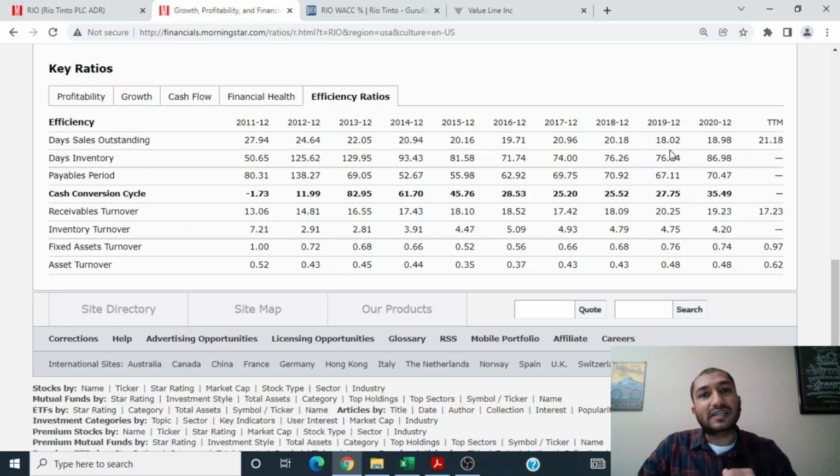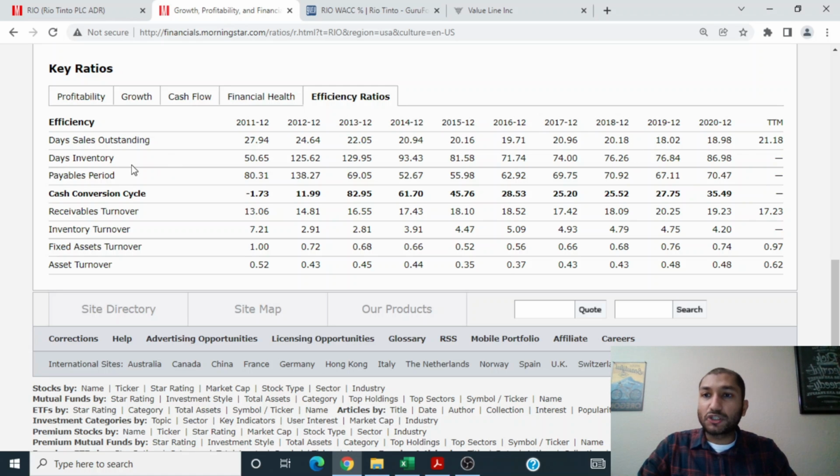What we do not want to see is a company whose days sales outstanding number is growing rapidly, as that tells us that the company may be aggressive with its accounting as it's trying to recognize its revenue sooner so that it can inflate its income numbers on its income statement. However, in the case of Rio Tinto, we can see that the management is not playing any such accounting tricks, as the company's days sales outstanding number has stayed fairly consistent.